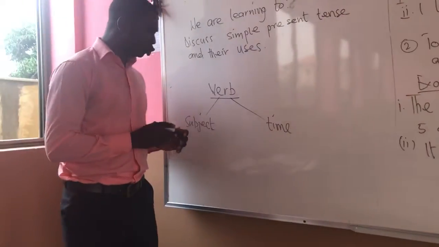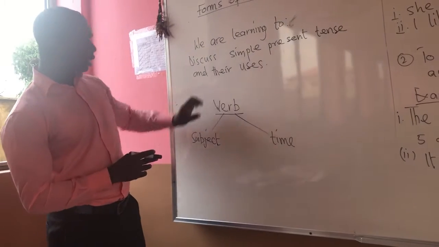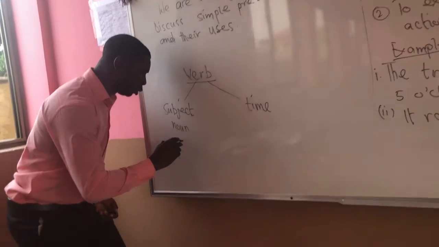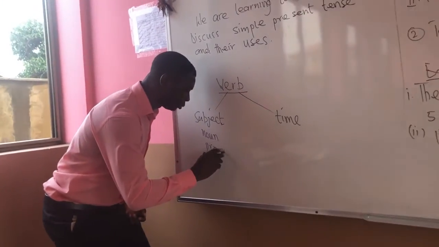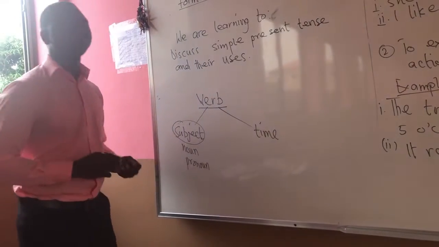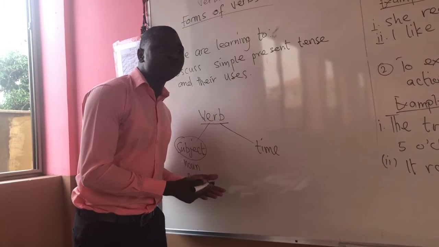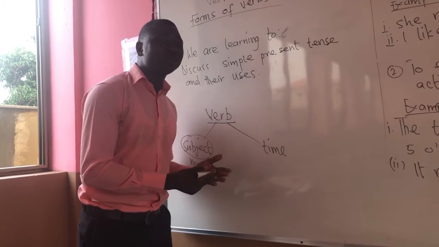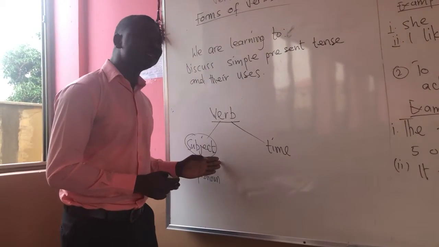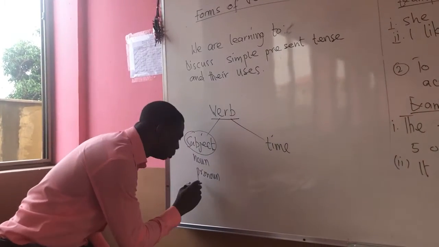So when you want to use a verb, you need to use the subject. The subject can be a noun or a pronoun. We all know nouns. Car, human beings, name of human beings, name of anything at all are nouns. When you don't want to mention the name of that thing, we can use the pronoun to stand for it.